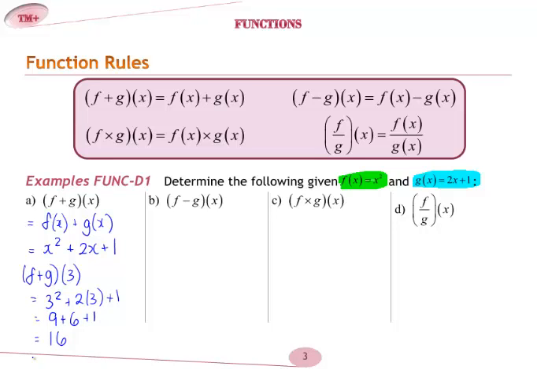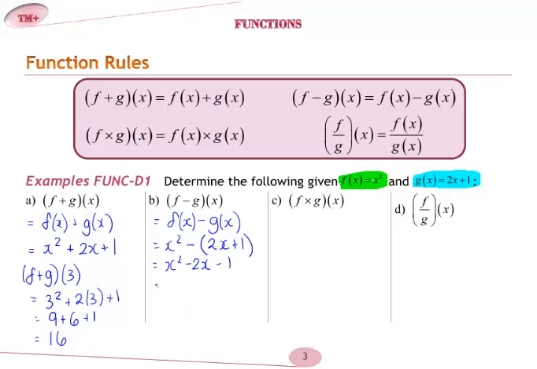Okay, so let's look at the next one, f take g of x. Again, this just becomes f of x take g of x. So f of x is x squared. Now there's a take, so make sure you put the next function in brackets because that take applies to the whole lot. Okay, so you now have x squared take 2x take 1.